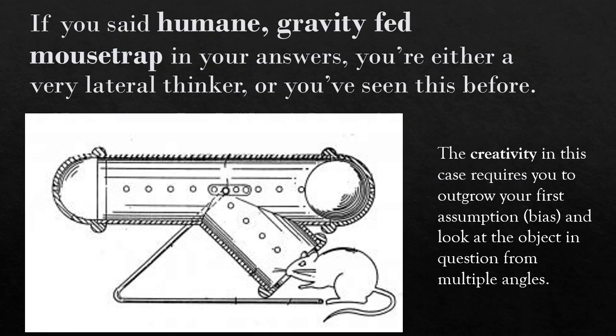So here's the totally unphotoshopped version of the original patent drawing. Obviously, it's a mousetrap, and if you happen to come up with the correct answer in your list, that's impressive. Most of you wouldn't, and that's okay. But if you happen to say this is a humane, gravity-fed mousetrap that works on a pivot, excellent. You're not only thinking laterally, but you're good at taking a picture like this, which is pretty conceptual, and figuring out the engineering of what that might look like in the real world.